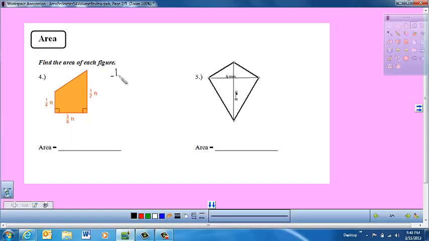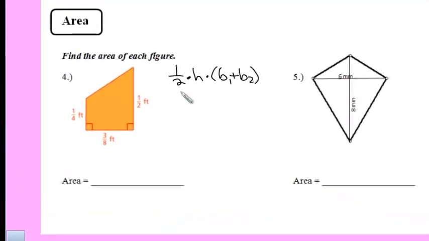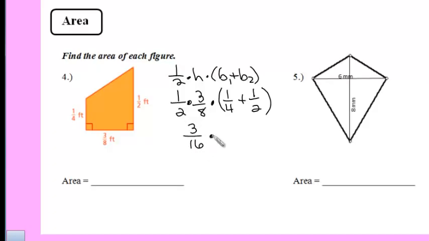So again, the formula for the area of a trapezoid is to take 1/2 times the height times base 1 plus base 2. So now I'm going to plug in what I know. I know the height is 3/8. And then I know base 1 is 1/4 plus base 2 is 1/2. So now I'm actually going to start multiplying first. I'm going to do this part. 1/2 times 3/8. If I just multiply it horizontally, I get 3/16 times.